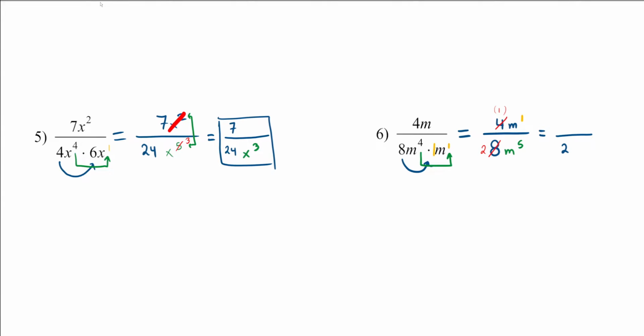And now the exponents. What is 5 minus 1? 5 minus 1 is 4. That's right. Which one's bigger? The 5. So get rid of the m to the 1st power. Get rid of the 5 and turn that into a 4. And that's going to get us our final answer. 2m to the 4th. But what goes on the top?